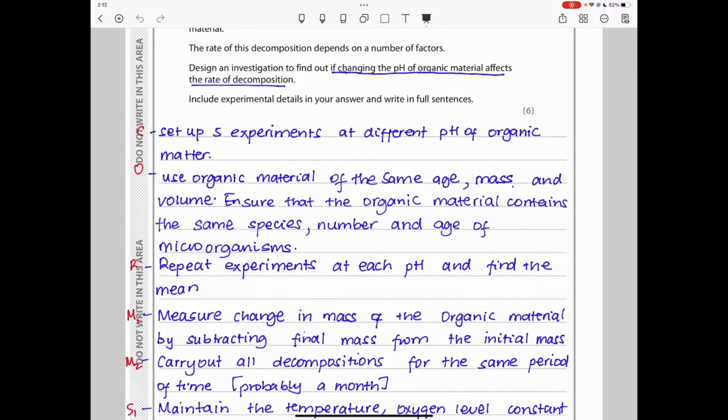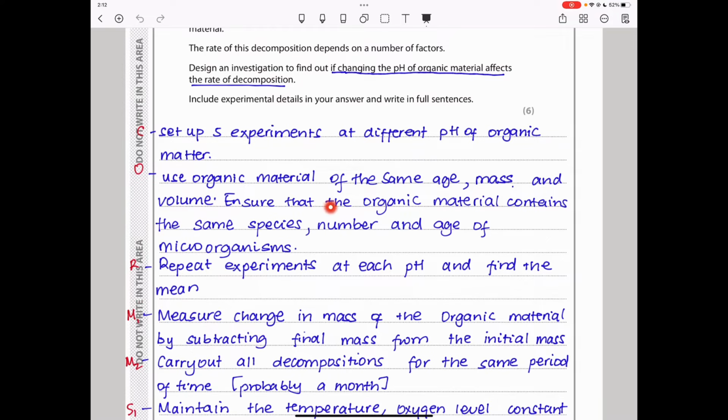So the C is for whatever you're varying. So I said set up 5 experiments at different pH of organic matter. The O is to do with the organisms. Since here we are using organic material, the organic material has to be the same age, the same mass, and same volume if possible.